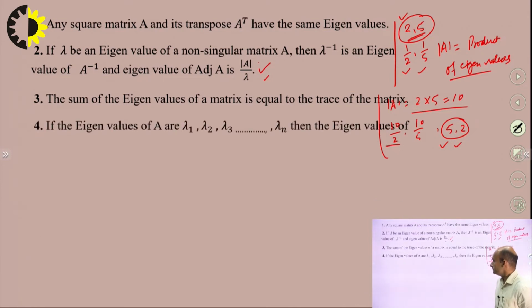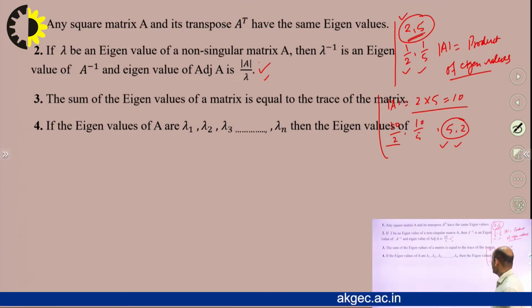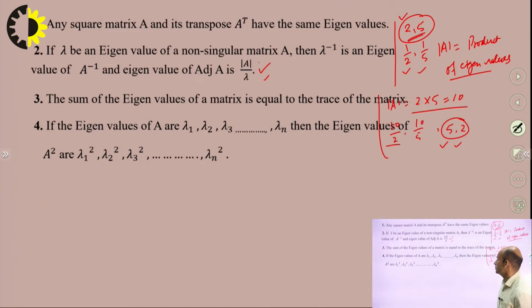Now, the fourth point: if the eigenvalues of A are lambda 1, lambda 2 and lambda 3, then the eigenvalues of A square will be lambda 1 square, lambda 2 square, lambda 3 square and so on. So for this example, suppose the eigenvalues of A are 2 and 5, then the eigenvalues of A square will be 2 square and 5 square. That is, the eigenvalues of A square will be 4 and 25 here.